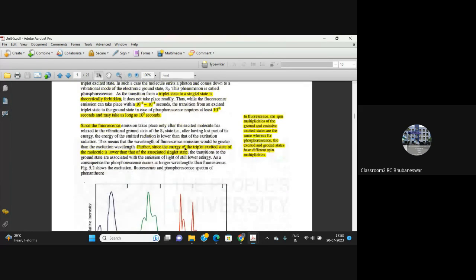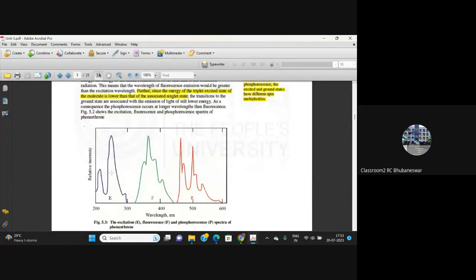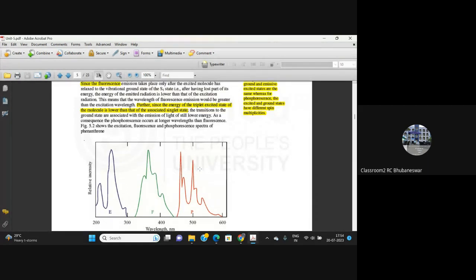Here you need to understand this figure. The blue one is the excitation spectrum, the green one is the fluorescence emission spectrum, and the red one is the phosphorescence spectrum of a particular molecule, phenanthrene. Just see, wavelength-wise, emission processes always occur at a higher wavelength as compared to the excitation process. Excitation means the molecule is absorbing and going to the upper state, and emission processes we are seeing at the longer wavelength.